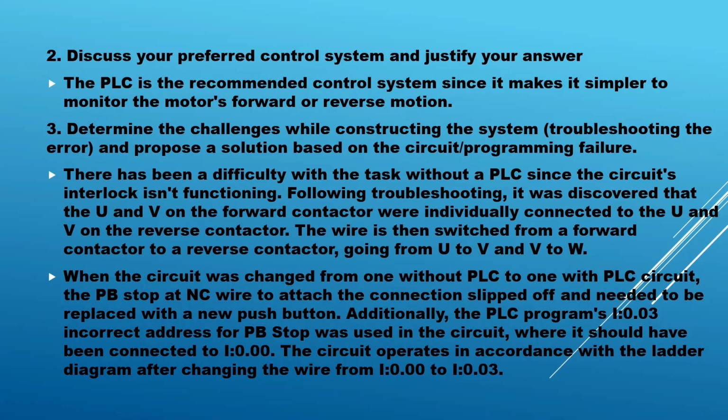And second, when the circuit was changed from without PLC to one with PLC, the PB stop NC wire to attach the connection needed to be replaced with a new push button. Additionally, in the PLC program, input I0.03 was used as the address for PB stop in the circuit. It should have been connected to input I0.00. The circuit operates in accordance with the ladder diagram after changing the wire from I0.00 to I0.03.